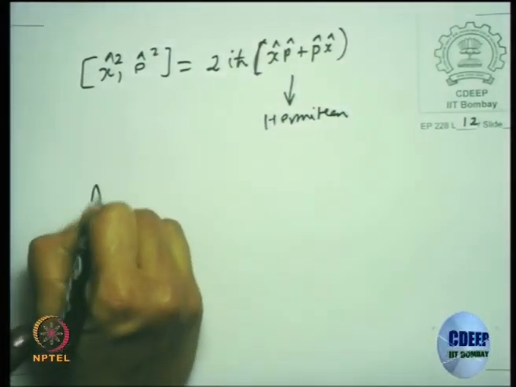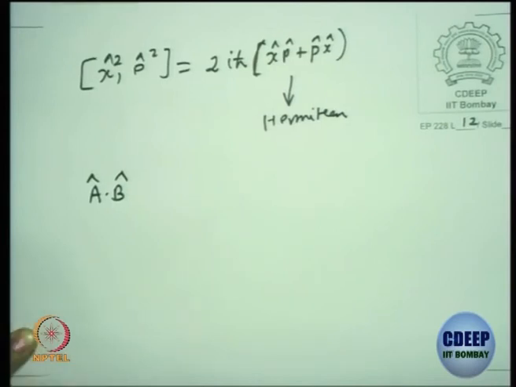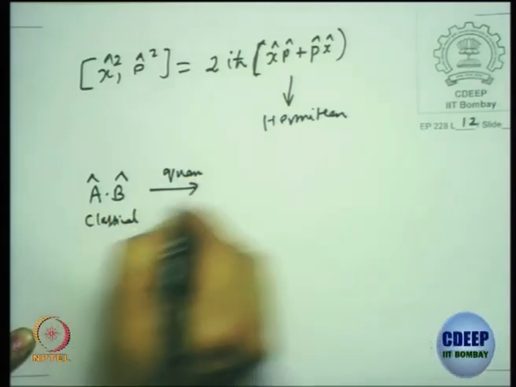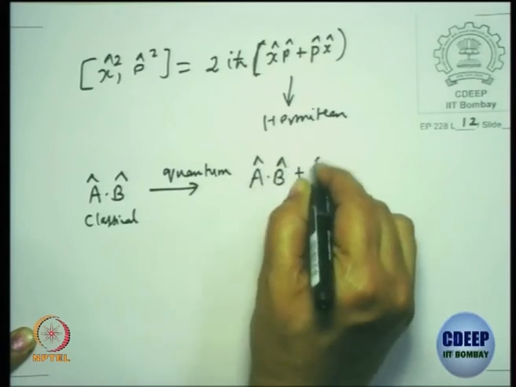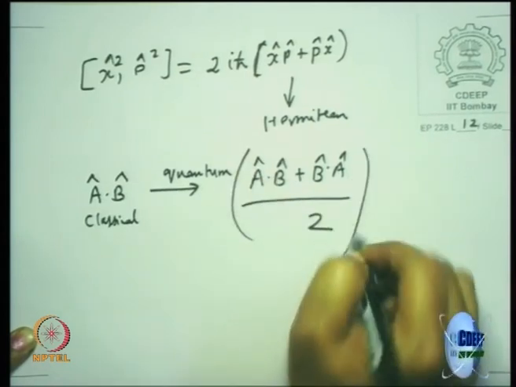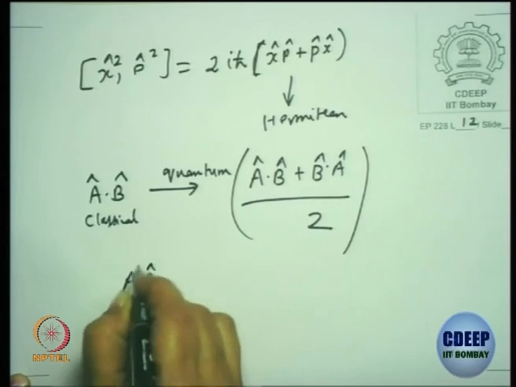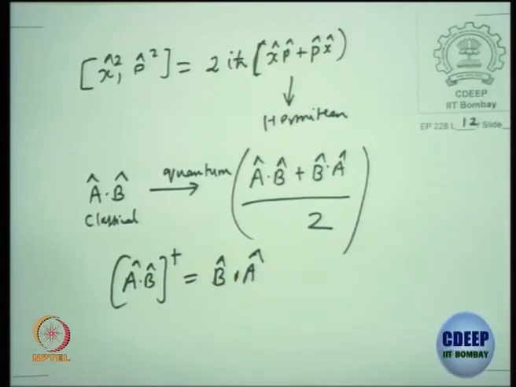So I'm just trying to say that if you have A dot B as operators, even in three dimension, it is not same as B dot A, which you are familiar in your classical physics. This is classical. When you go to quantum, you have to make it Hermitian, which means A dot B plus B dot A divided by 2. Is this Hermitian? If you just took A dot B, is it Hermitian? It's not Hermitian. Why? Because A dot B dagger is B dot A. A is Hermitian and B is Hermitian, but A dot B is not Hermitian. It goes to a new operator. Whereas this one, A dot B goes to B dot A and B dot A goes to A dot B. So that is a Hermitian.